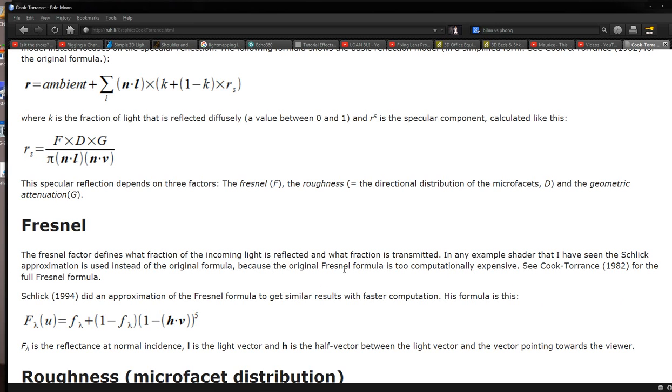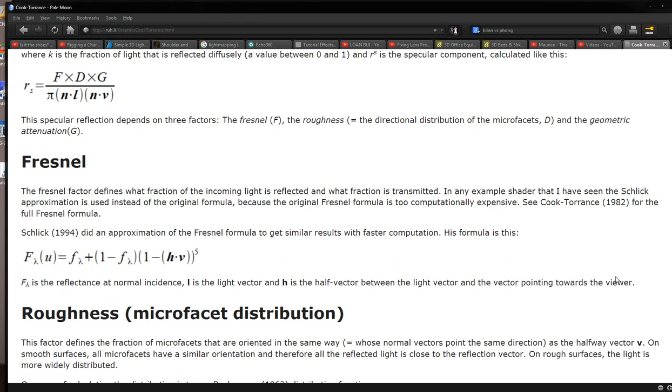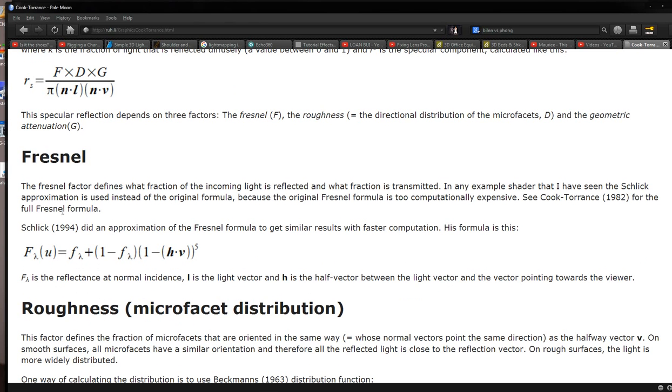The Fresnel formula is computationally heavy, so there is Schlick's approximation of it. I will show you Schlick's approximation when we get to the Fresnel. I'll show it to you as we're adding in our Cook-Torrance function, but we're ultimately not going to be using Schlick's approximation in our shader, but I will have to use the Fresnel function when we first write the Cook-Torrance shader.